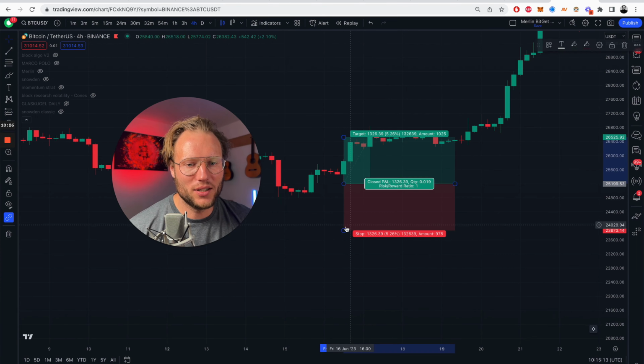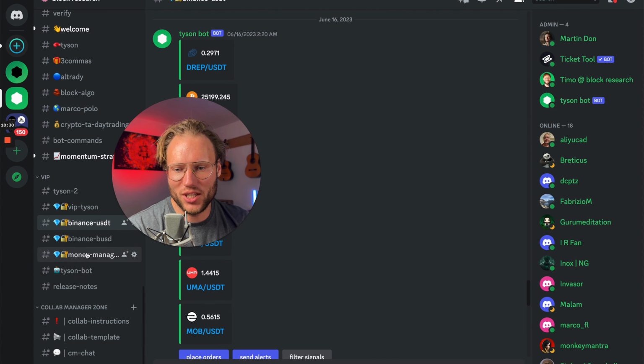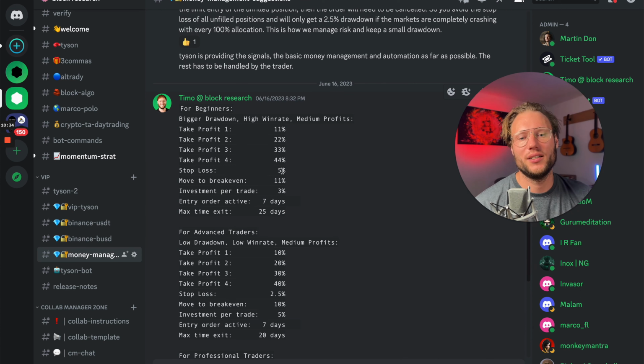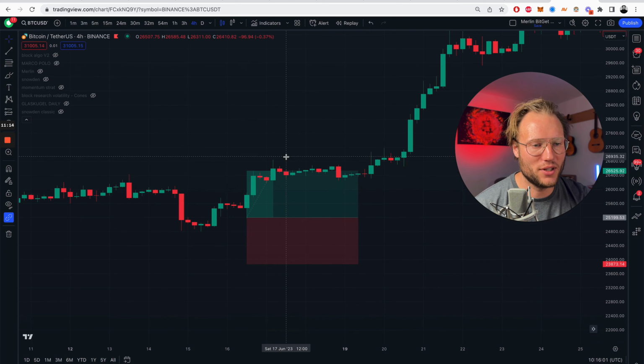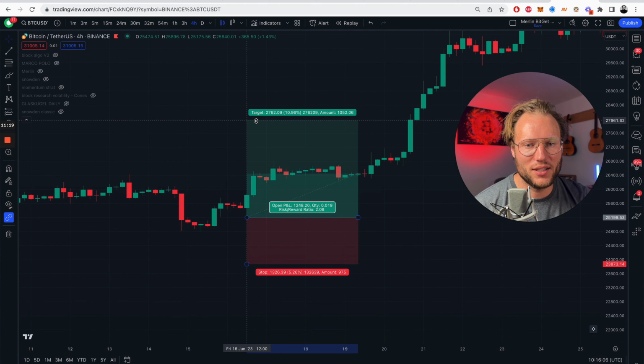25,199.1. Okay, and the beginner's money management would suggest to use a 5% stop and linear take profits until 44%. So 4 take profits. You sell 1/4 of the position every time. So after 4 times, you sold 100%. And when price reaches the first target at 11%, we are moving the stop loss to the average entry. Break even would actually be a bit higher. It's the average entry, so your initial entry. Since it's a limit order, the average entry is of course 25,199.